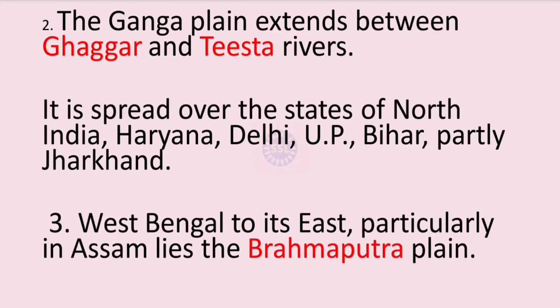The Ganga plain extends between Gaggar and Teesta river. It is spread over the states of North India, Haryana, Delhi, Uttar Pradesh, Bihar and partly in Jharkhand. And third one, to the east of West Bengal, particularly known as Assam, it lies in the Brahmaputra plain.